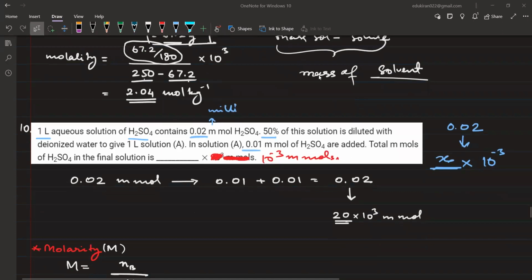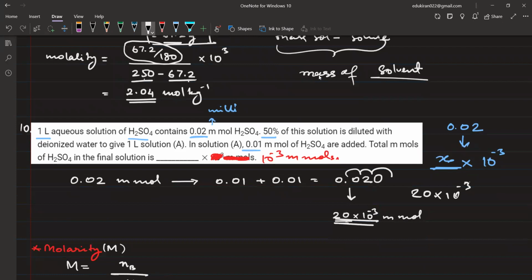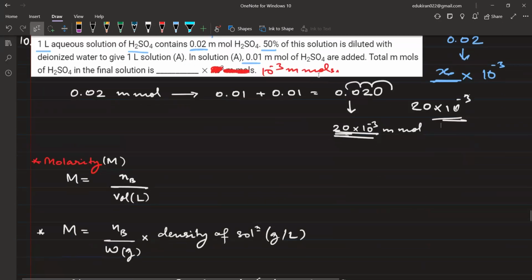This will be 20 into 10 to the power minus 3, ना? 20 into 10 to the power minus 3 millimoles. ठीक है? 0.02. यहाँ पे एक 0 लगा दीजिए. 1, 2, 3. This is 20 into 10 to the power minus 3. Okay. Let us quickly see molarity.